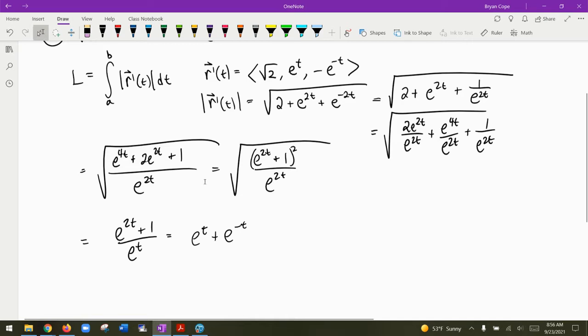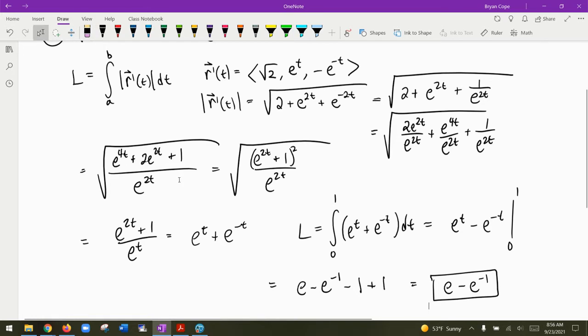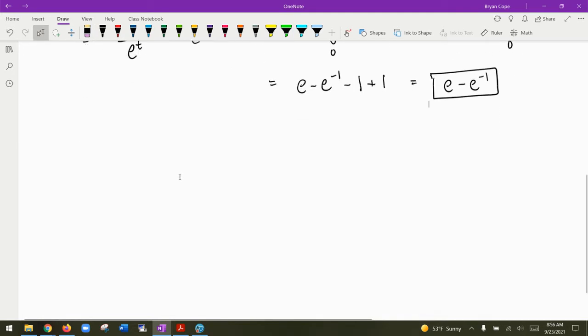where it comes from. So our arc length is 0 to 1, the integral from 0 to 1 of e to the t plus e to the negative t dt, which is e to the t minus e to the negative t evaluated from 0 to 1, which is e minus e to the negative 1 minus 1 and plus 1. So this is e minus e to the negative 1. And that's our answer.